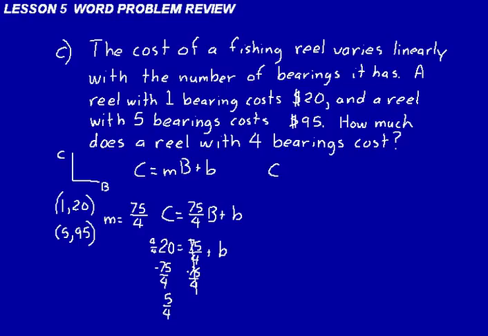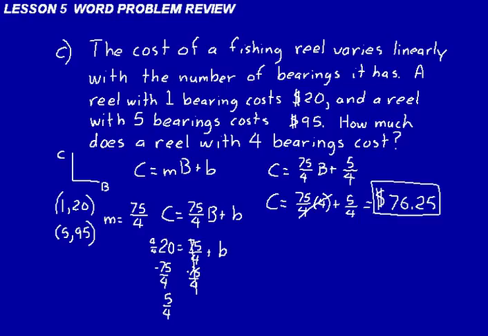So we end up with the cost being equal to 75 over 4 times the number of bearings plus 5 over 4. Now, when there are 4 bearings, the cost would just be C for cost is equal to 75 over 4 times 4 plus 5 over 4. The 4's cancel, and we end up with 75 plus 5 fourths, which is just 76 and a quarter, or $76.25.